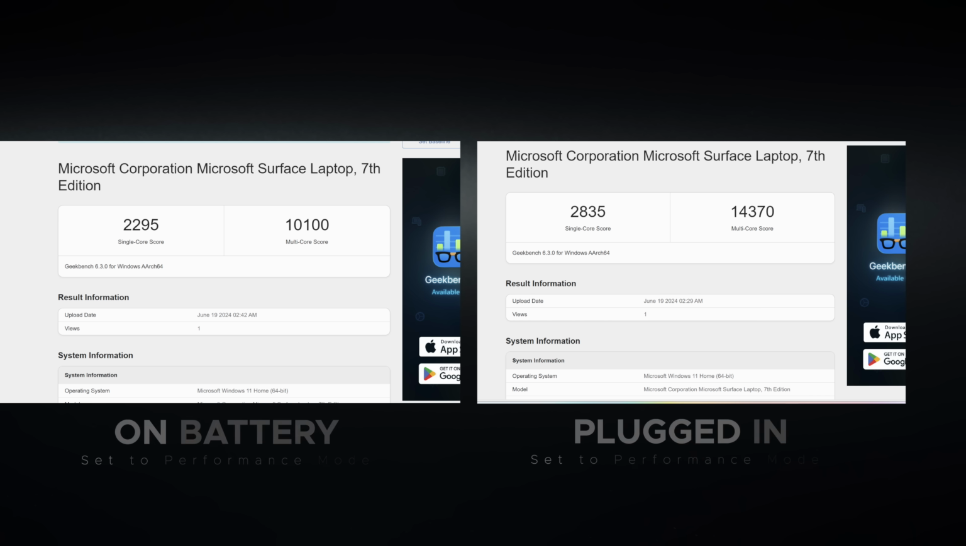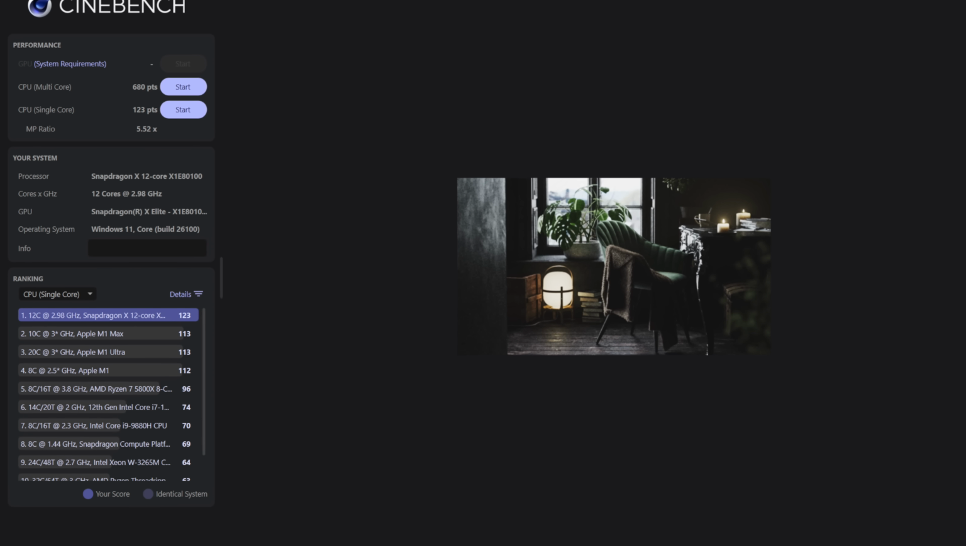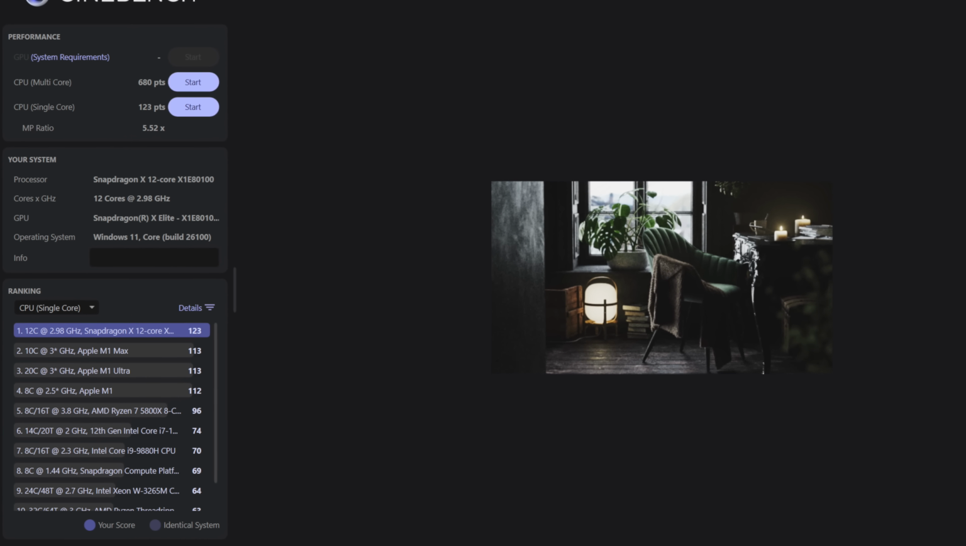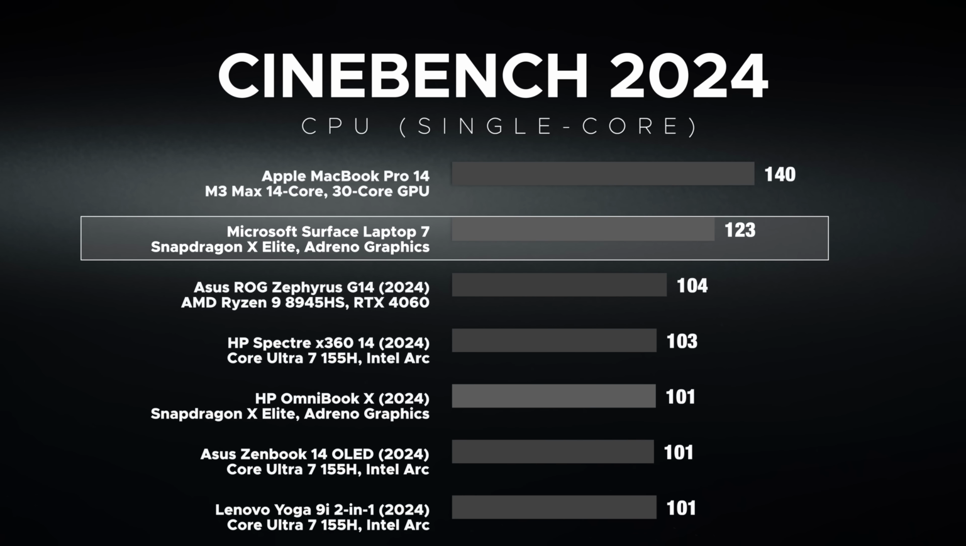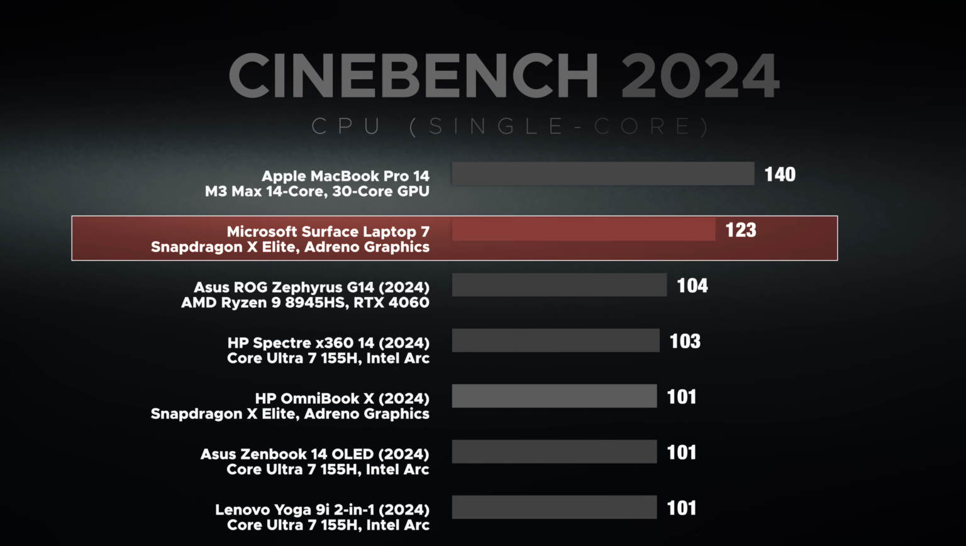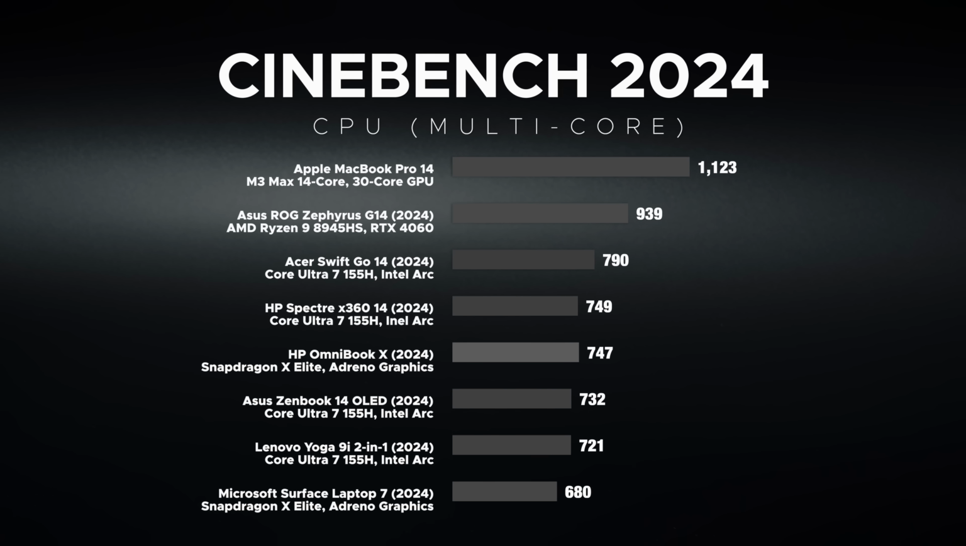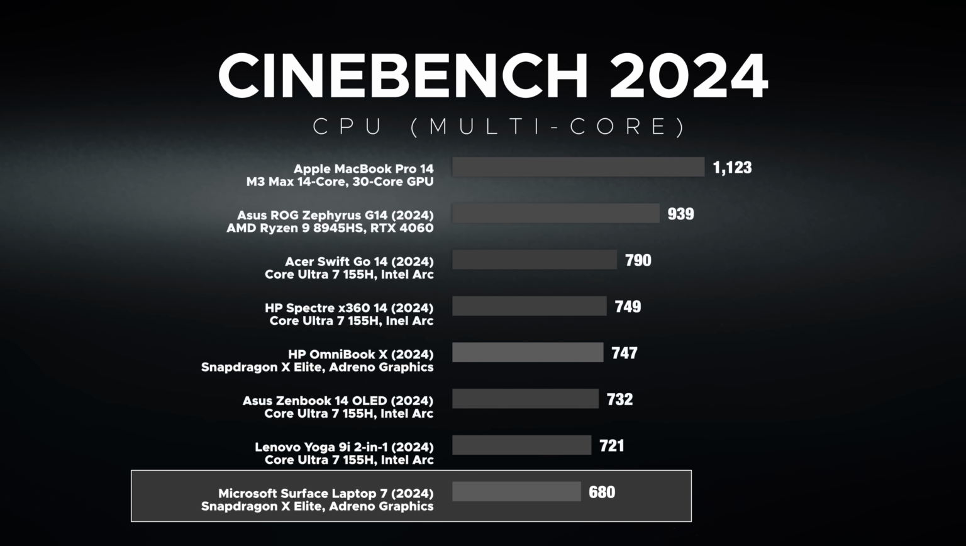And I would say on the Cinebench 2024, it got a single-core score of 123, which was excellent, but it is shy of the Apple MacBook Pro 14 that I looked at. And I would say that is very good multi-core, although I was hoping for a little bit higher. It scored 680, although I'm not surprised by the numbers here, but we'll see as time goes on, as things get updated.